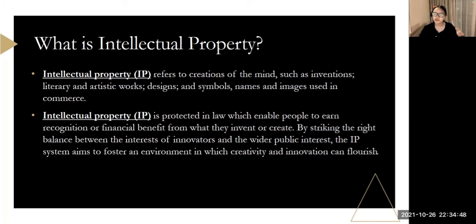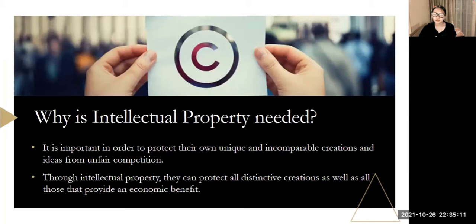By striking the right balance between the interests of innovators and the wider public interest, the IP system aims to foster an environment in which creativity and innovation can flourish. So in short, IP or intellectual property is the inventions or creations of innovators and artists that is protected by law. So next, why is intellectual property needed?